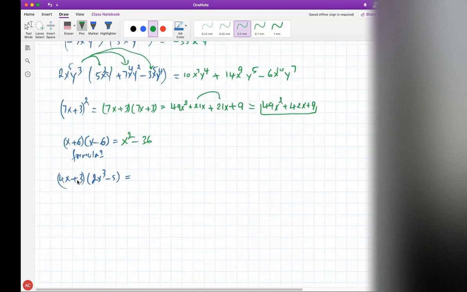Last one here. You're going to have to distribute it just like we did here, and see if we can combine any like terms. So what do we get here first? From the first multiplication we got 8x to the 4th, because we have an x to the 1 here and we add the 2. Negative 20x. Plus 6x to the third.